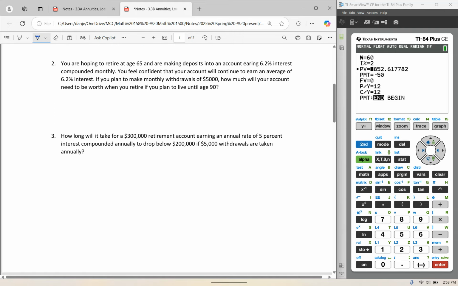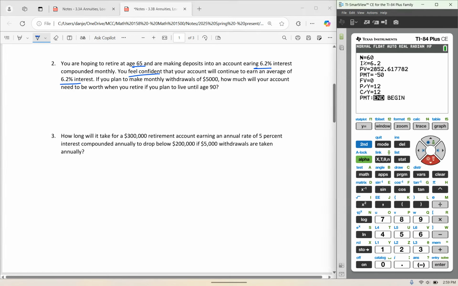Example 2. You think about retirement. How much money do I need to put into an account earning, in this case, 6.2% interest? If I'm going to take money out, how much money does my account need to be worth when I retire? So notice I'm hoping to retire at age 65. I'm currently making deposits into an account that's earning 6.2% interest. And I feel confident that the account will continue to earn that 6.2% interest.